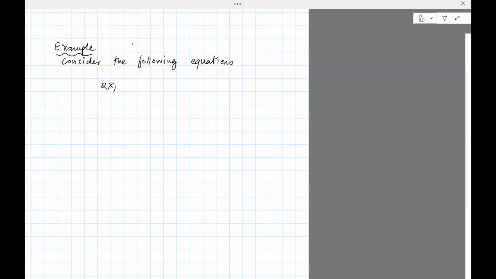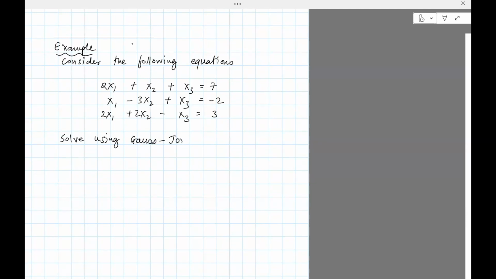So 2x1 plus x2 plus x3 equals 7. x1 minus 3x2 plus x3 equals minus 2. 2x1 plus 2x2 minus x3 equals 3. Solve using Gauss-Jordan elimination.